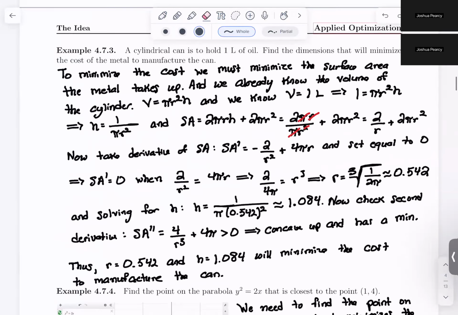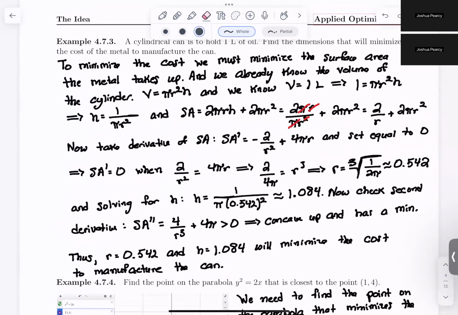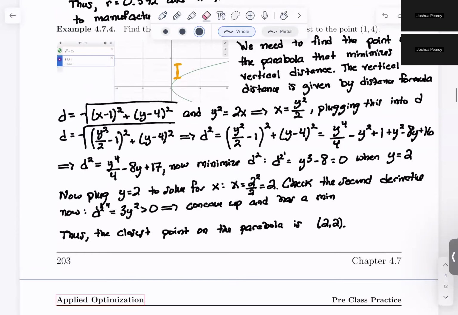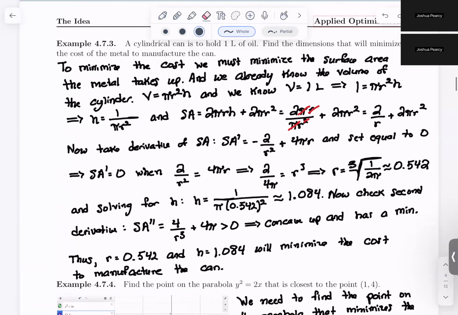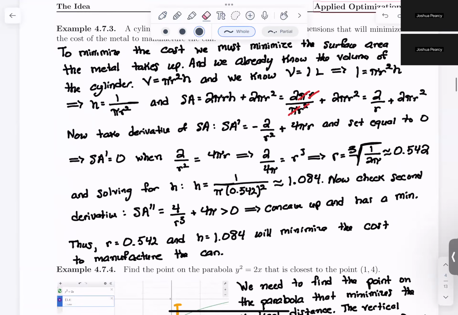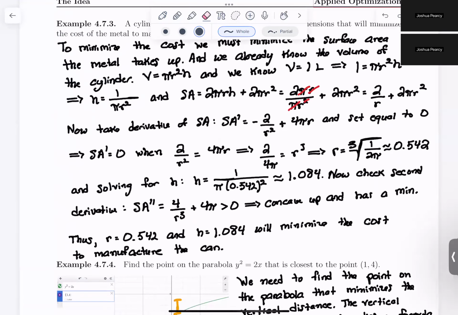So that one wasn't too bad. We had to use two equations, right? One for the volume, one for the surface area. We had to figure out which one we wanted to minimize in this case. So we wanted to minimize the surface area equation. So we wrote the surface area as a function of one variable alone, in particular, the radius. Then we took the derivative, set it equal to 0, and solved for r. And once we knew what r was, we could find out what h is by plugging it back into the expression for h.